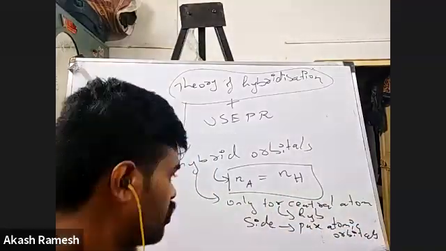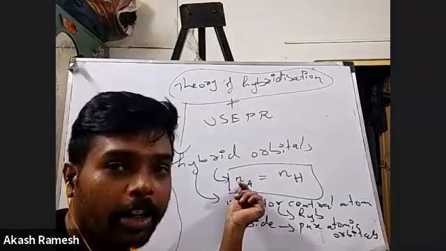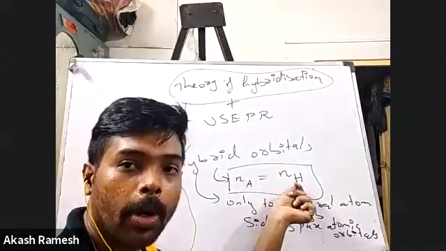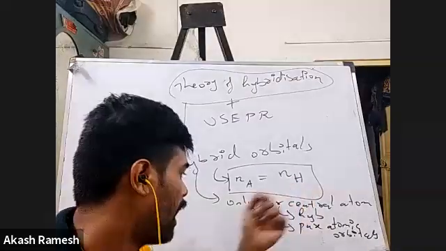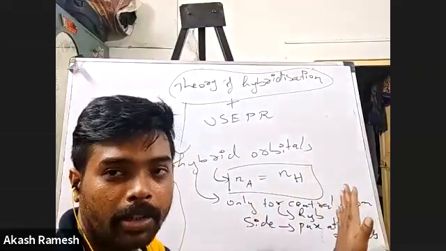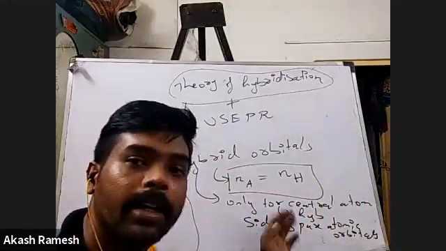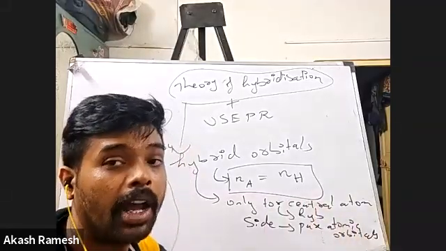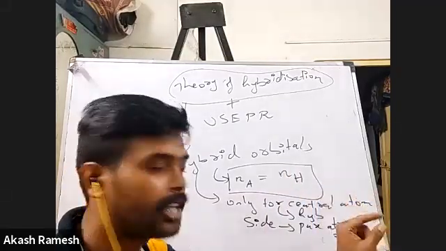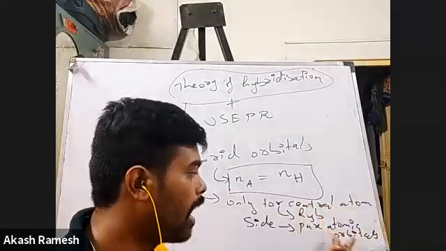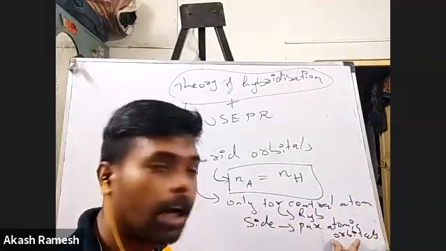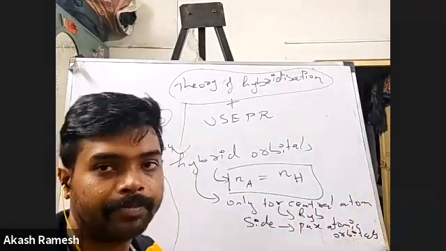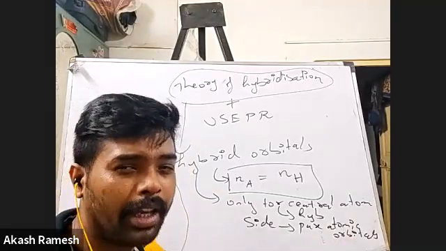Okay, fine. So these two points are very important. The number of atomic orbitals combining should be equal to the number of hybrid orbitals formed. And only for the central atom do we speak about the hybridization. For the side atom, it is still the pure atomic orbitals. And the overlap is happening between the hybrid orbitals of the central atom and the atomic orbitals of the side atom. That's it.